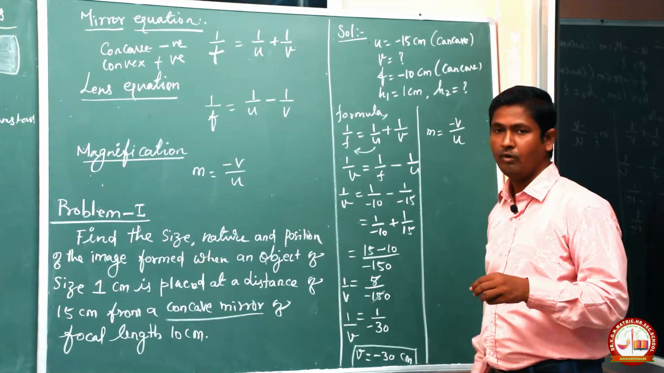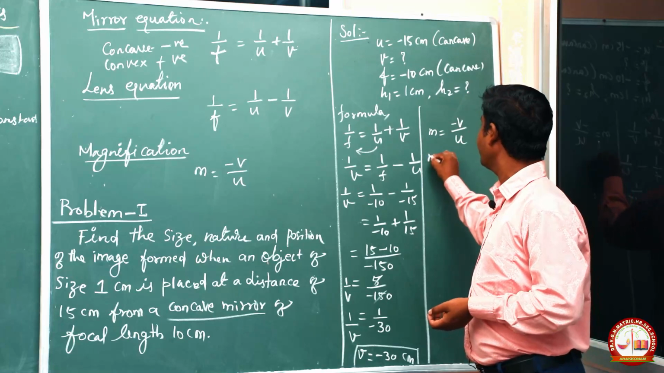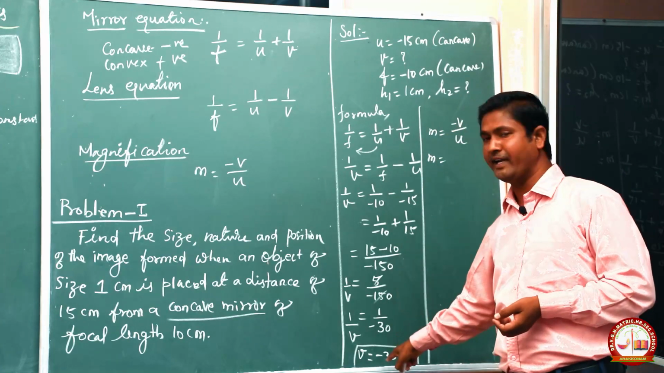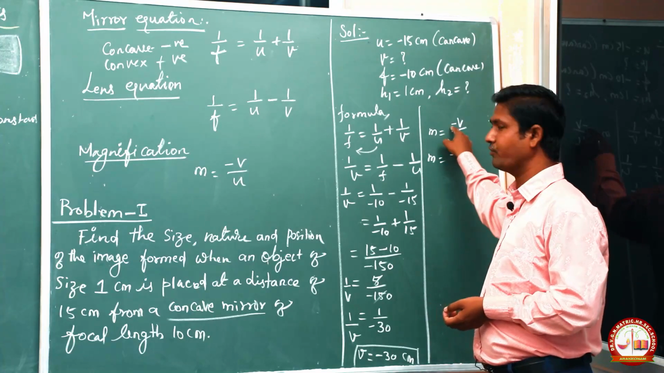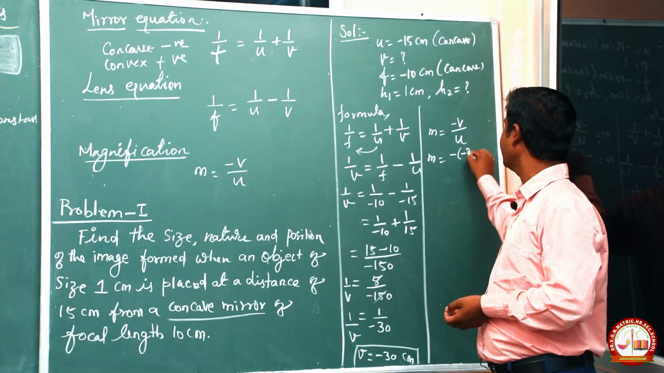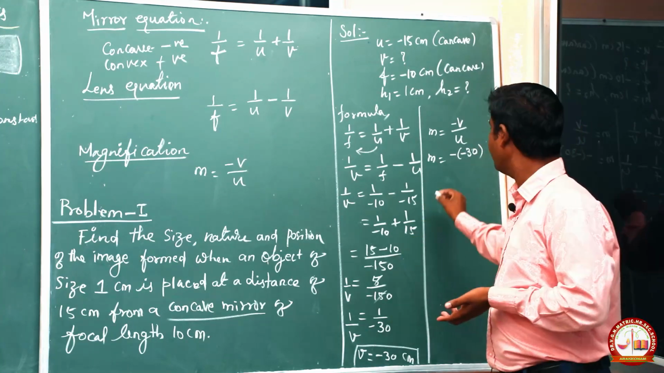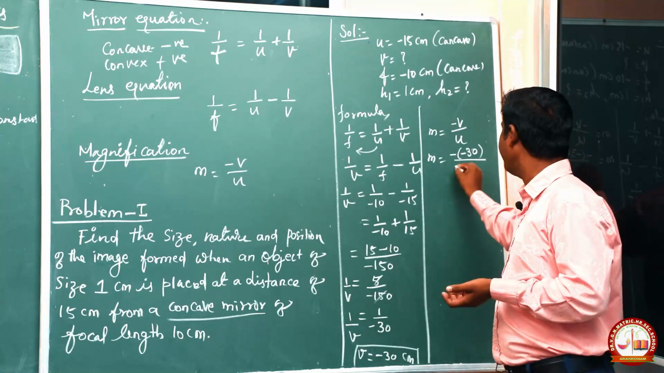What is this u? Distance of the object. Substitute all the values: m equal to, v value is minus 30. So all the values put, minus symbol is in the formula, answer also minus 30. So bracket minus 30 divided by u value, u is minus 15. So put the minus 15.